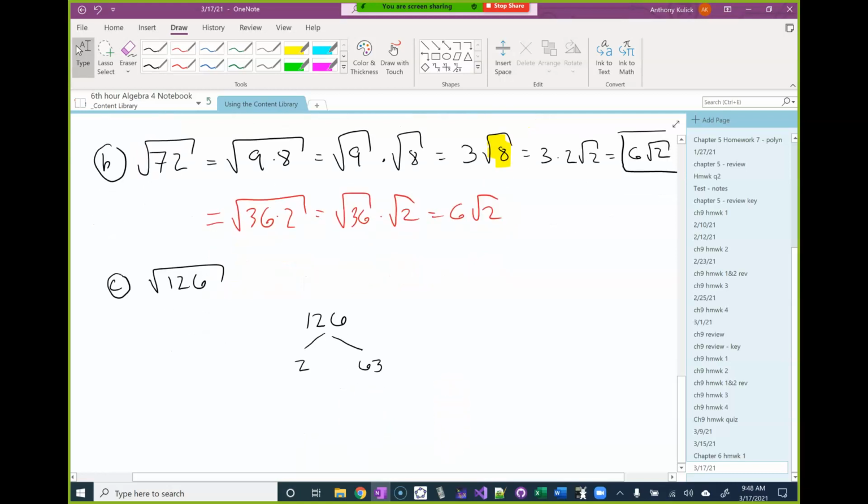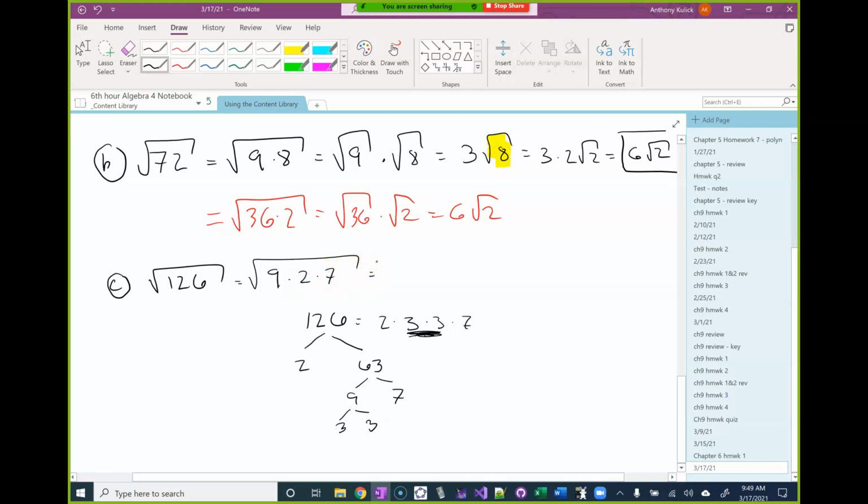Now 63 I recognize as a times table number, right? What is 63? It's 9 times 7. And then 9 is 3 times 3. So 126 is 2 times 3 times 3 times 7. But specifically what I'm interested in is the 3 times 3 part. Why am I especially interested in that? Because that's a perfect square.